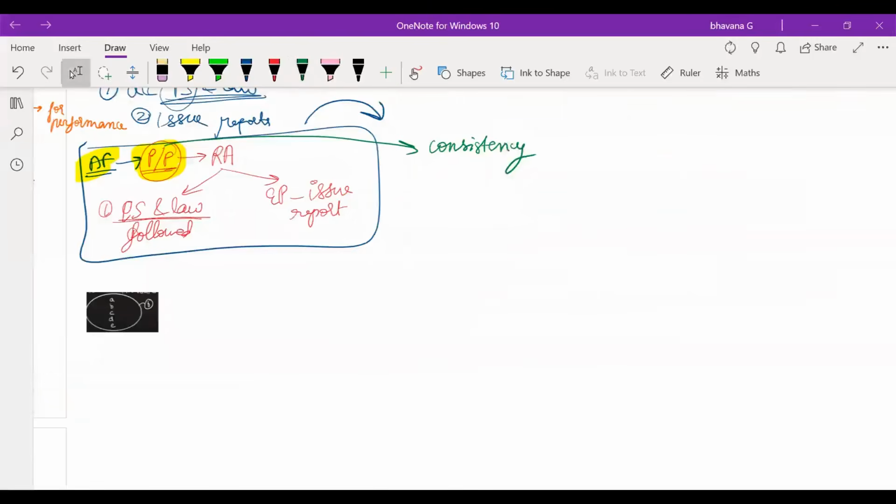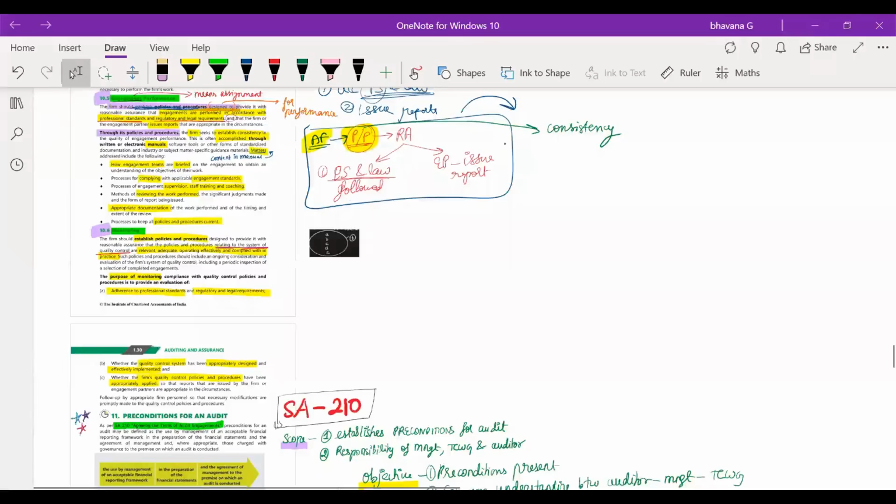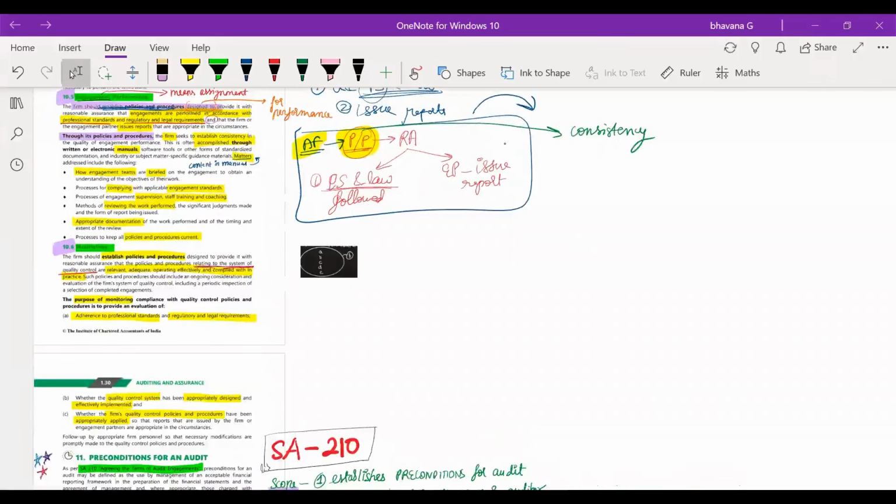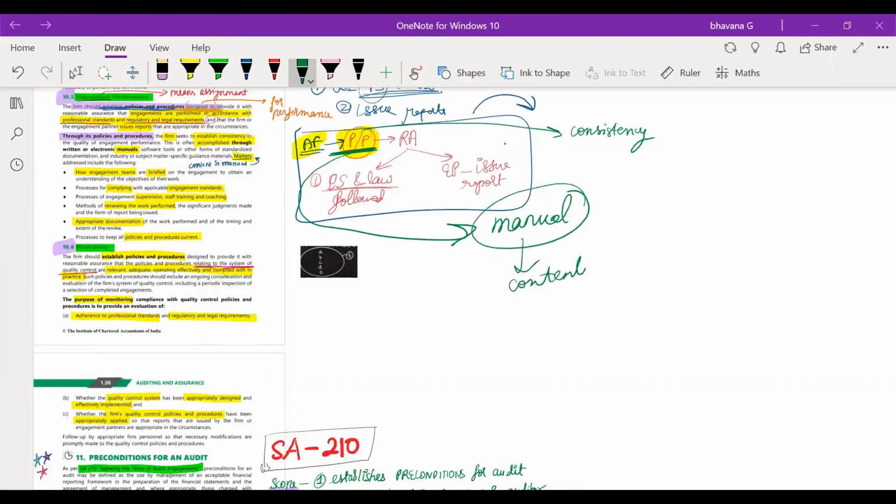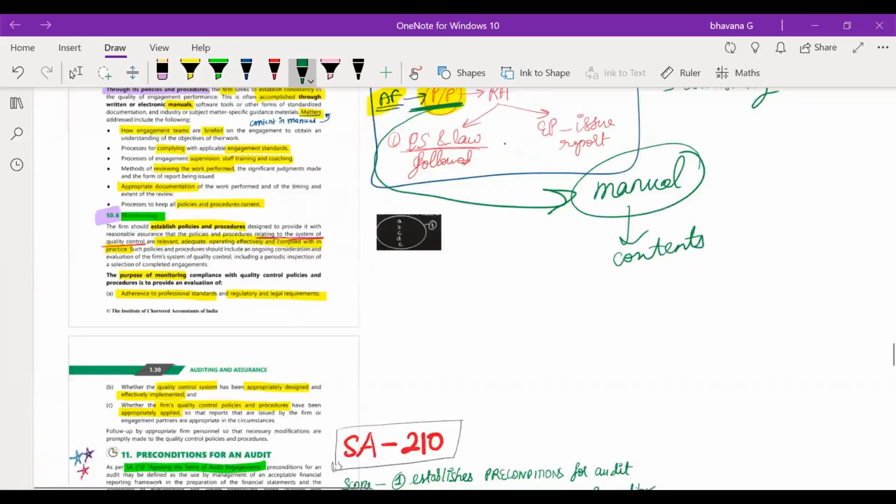Okay, it is because they want to establish consistency. So how are they going to establish this consistency? They are going to make policies and procedures, and put them into a manual. So in this manual, what are the contents that it should have? What are the contents that it should have is what they have given here.